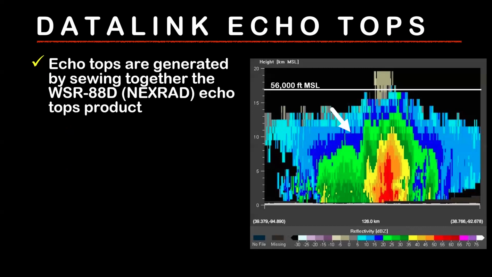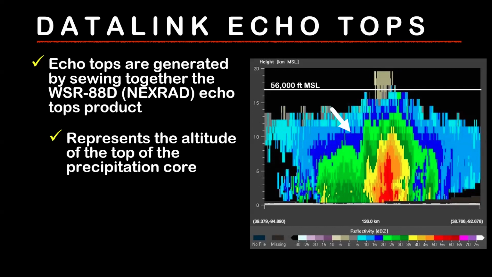So let's start by talking about datalink echo tops. Again, if you're using FISB, you're not going to see this particular product, but with the SiriusXM products, echo tops is one that you're going to get. Echo tops are basically sewing together all the various NEXRAD echo tops products. One of the volume products put out by NEXRAD is called echo tops, and essentially that represents the altitude of the top of the precipitation core.